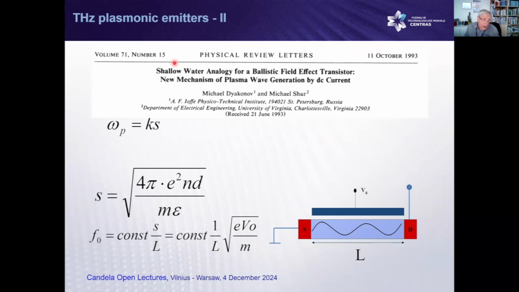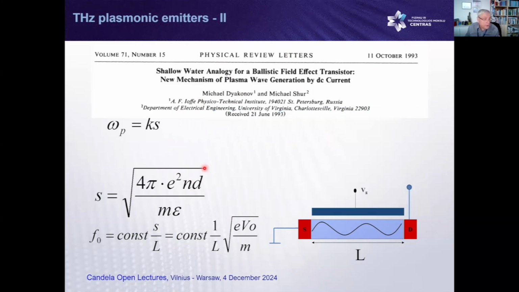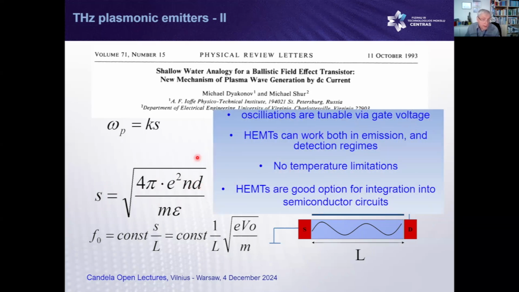So, the famous paper by Michael Dyakonov and Michael Shur, published in 1993, and the formulas here look very nice. If you look deeper, what is important here is the dependence on N, the concentration, and the sound speed can be changed by concentration. The concentration can be tuned by gate voltage. If we tune the structure to the instability regime, we have very good emission, and the formula contains no temperature.